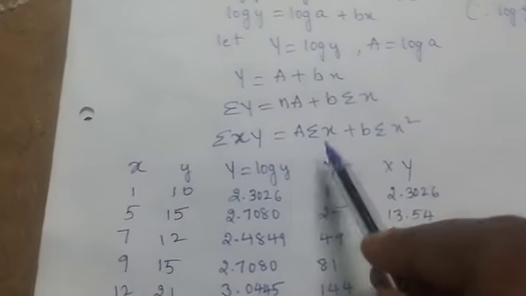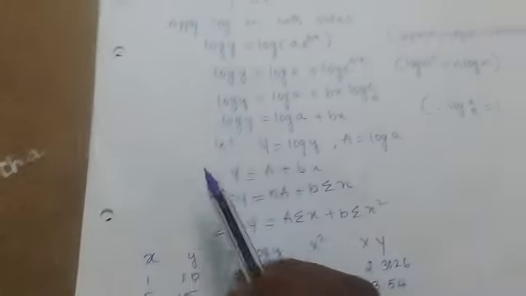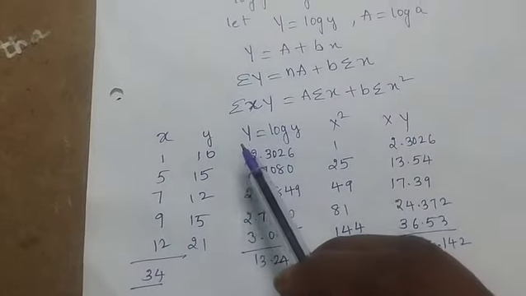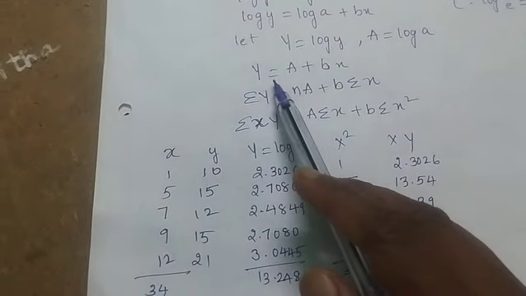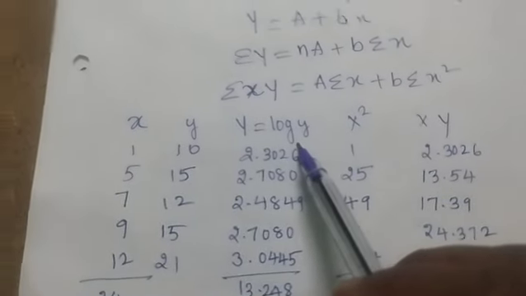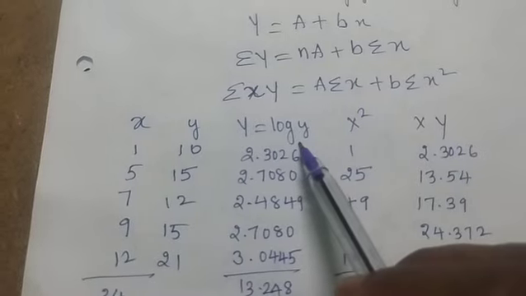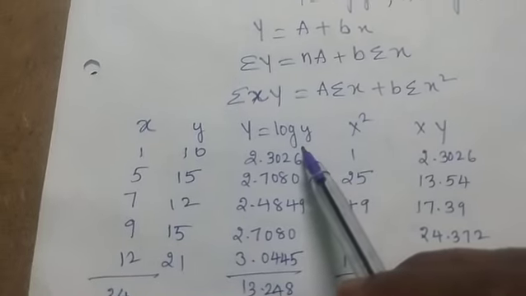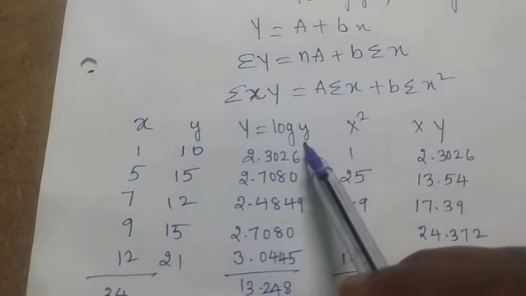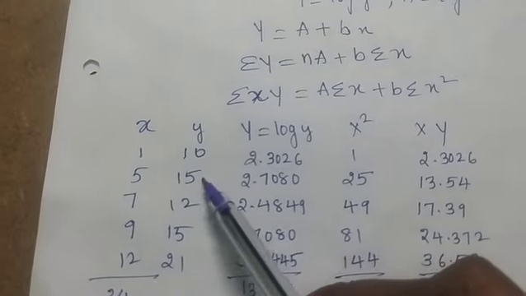Okay, now we want summation Y, summation xY, summation x square, all values. What values are given? Small x and small y, right, here small x and small y. We require capital Y, so capital Y is nothing but log small y base e. Okay, in your scientific calculator, once check where the log base e symbol is. On that symbol you need to click, after that enter log 10, log 10, log 15, like that.